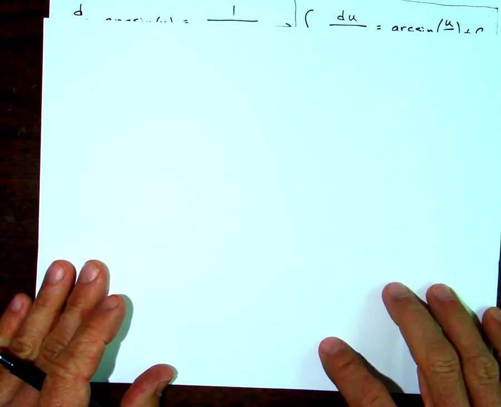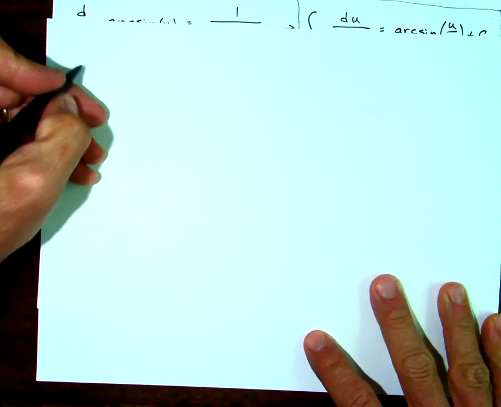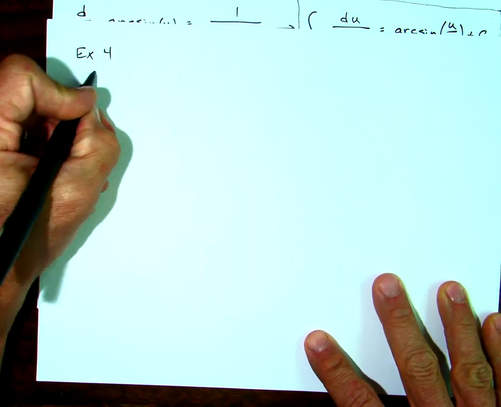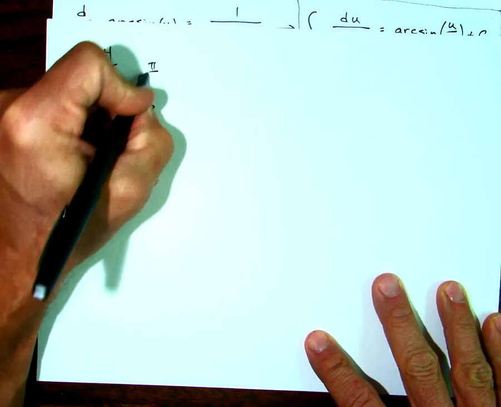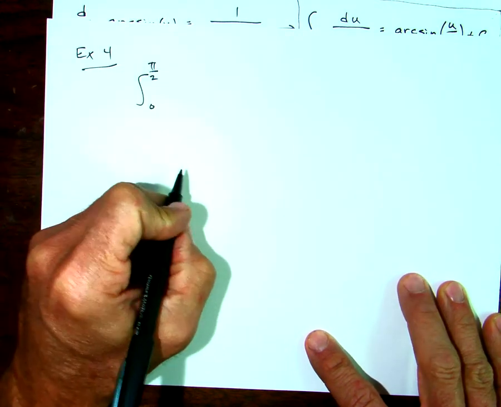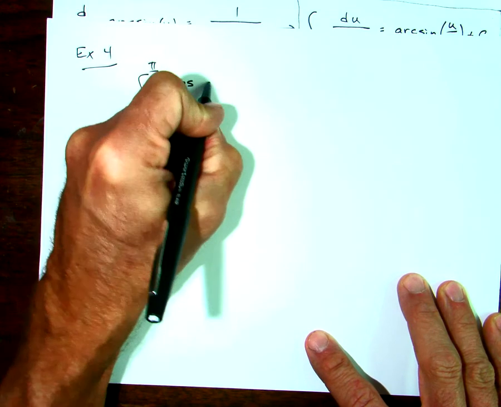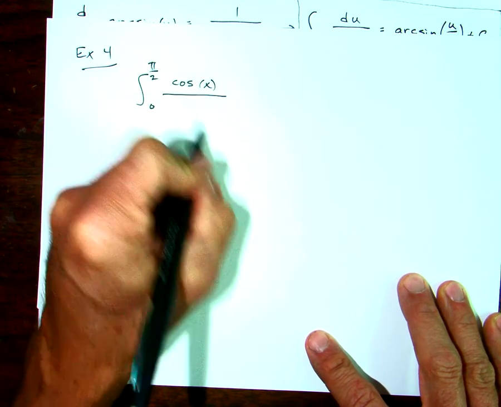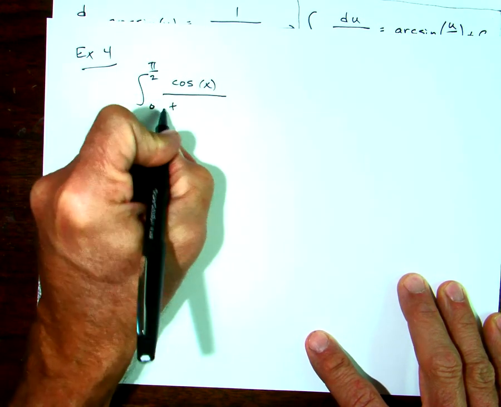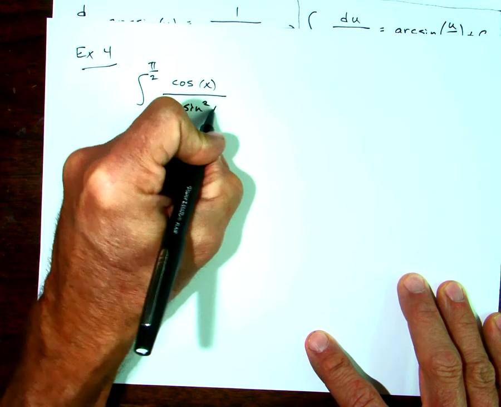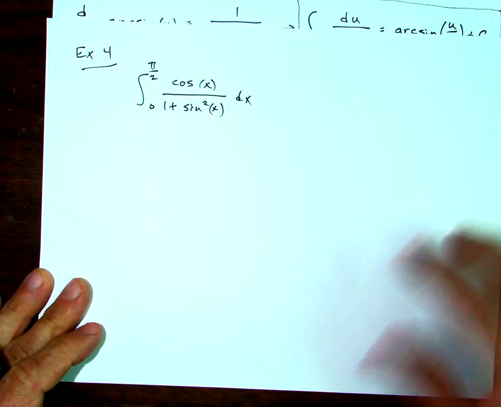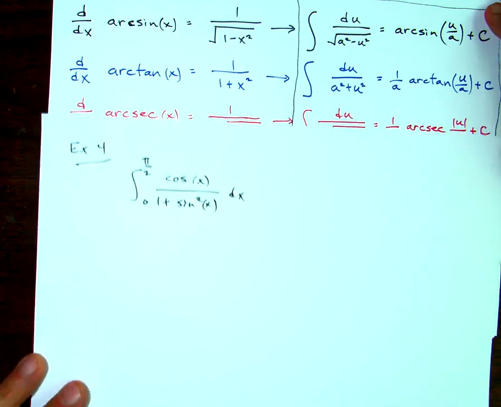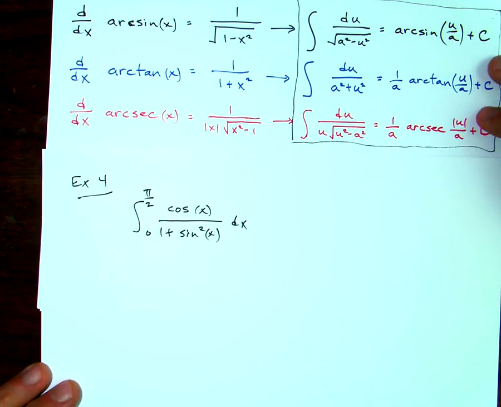Alright, one last example on this section. Something a little bit different. Look at the integral from 0 to pi over 2 of cosine of x over 1 plus sine squared of x dx. Alright, so this one's a little bit different. What we want to think about is, let's look at here.